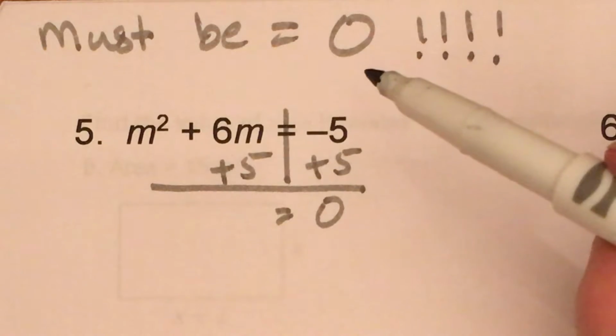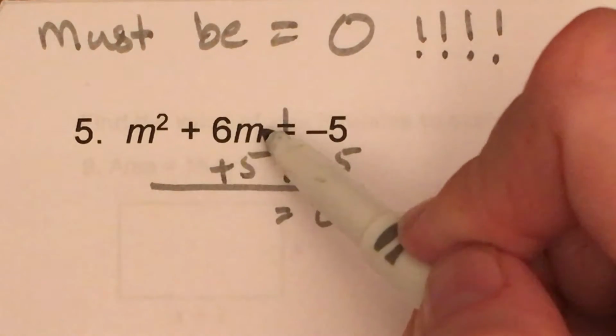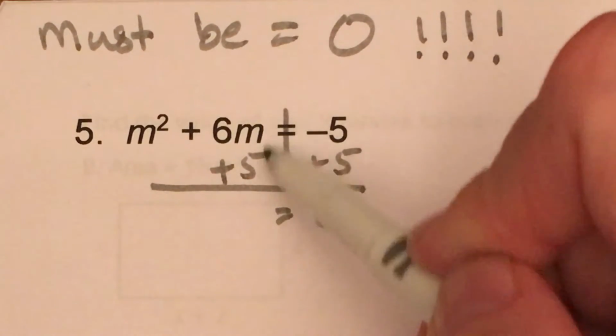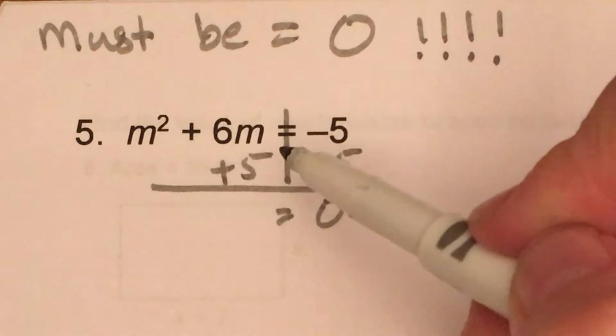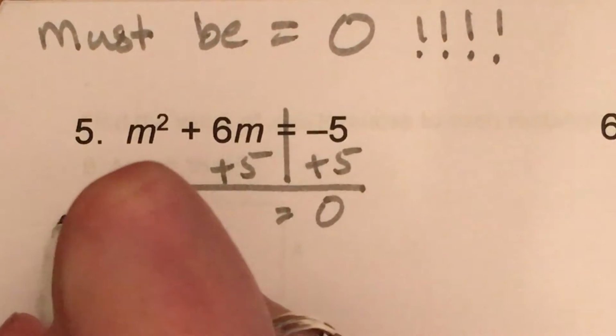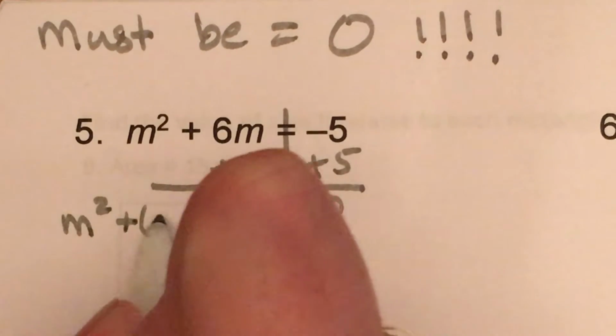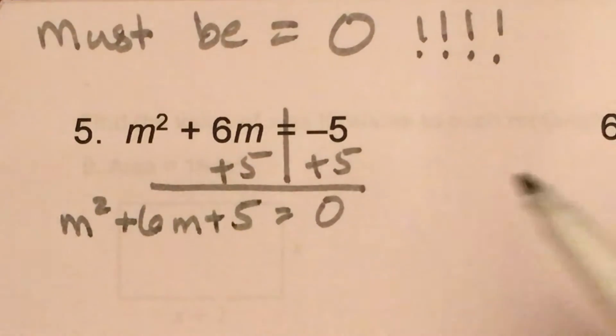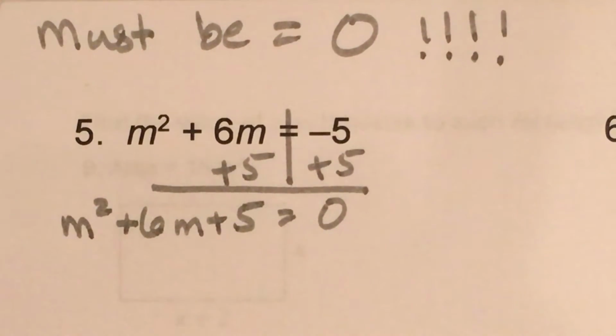Does this 5 add to the 6 and make an 11? Why not? The 6 has a variable of an m. The 5 does not have one. So they just stay separate. M squared plus 6m plus 5. Great.